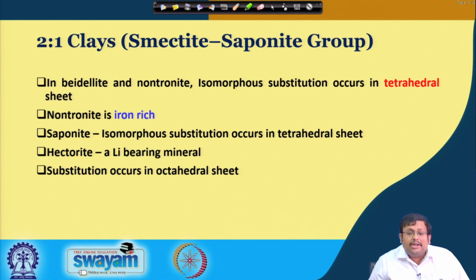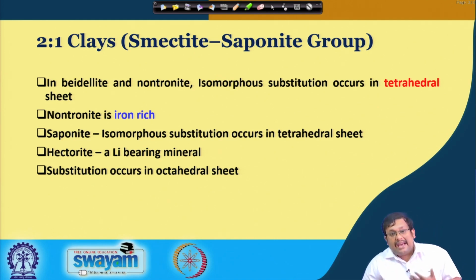So, other 2:1 type of clay in the smectite saponite groups are beidellite and nontronite. In case of beidellite and nontronite, isomorphous substitution occurs in the tetrahedral sheet. We have seen that in case of montmorillonite, the isomorphous substitution was occurring in the octahedral sheet. Now, in case of beidellite and nontronite, this isomorphous substitution occurs in the tetrahedral sheet.